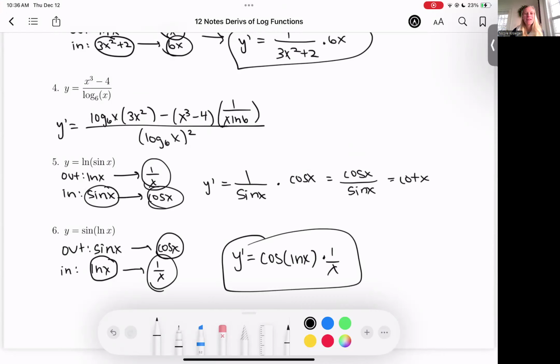Okay, so notice that these last two start out looking very similar, except my inside and outside functions are flipped around. That is going to matter greatly in the derivative because when we do the chain rule, the outside and inside functions are not interchangeable.